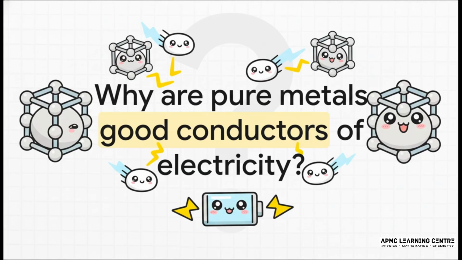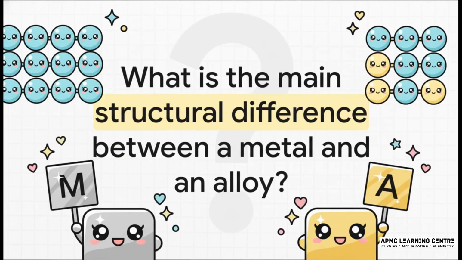Let's do it. Question 1. Why are pure metals such good conductors of electricity? Think about what's actually moving around inside that metal structure. Okay, question 2. What's the main difference in the structure when you compare a pure metal and an alloy? That marble analogy should really help you out here.